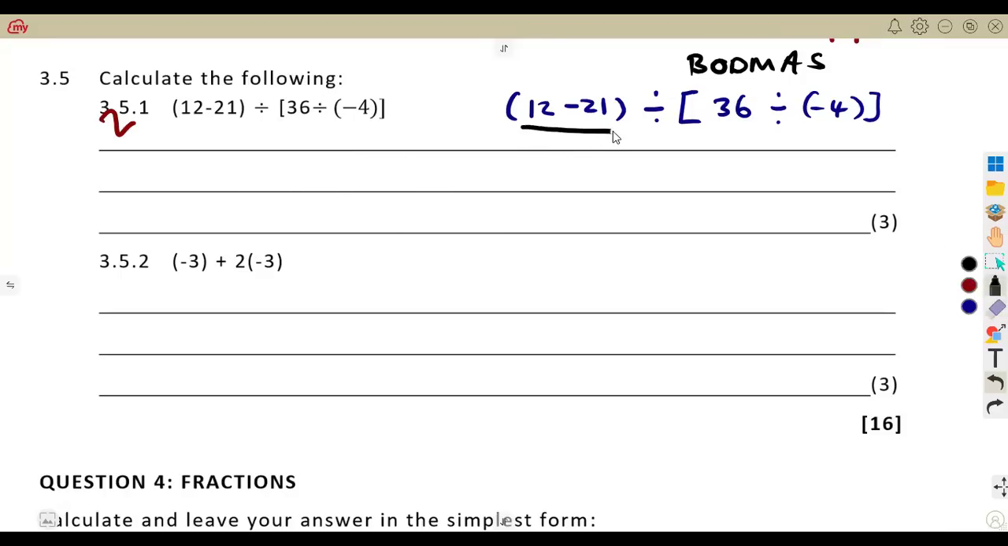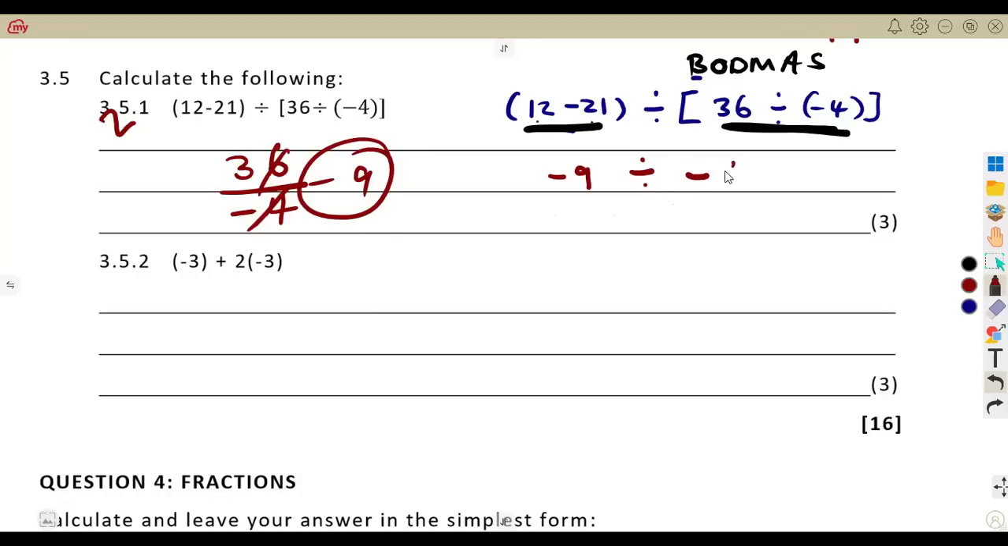So there is a bracket that you have to consider, and under this bracket we've got a subtraction. 12 minus 21 is a bracket. Remember, we've considered the brackets. Also here we've got a bracket. So you're going to simplify this bracket at the same time as simplifying this bracket. Simplifying this, that's 12 minus 21, which is a negative 9, divided by, we are dividing this bracket here. It's a division, 36 divided by a minus 4, which is going to give us a negative 9.